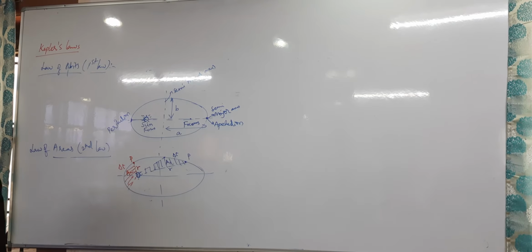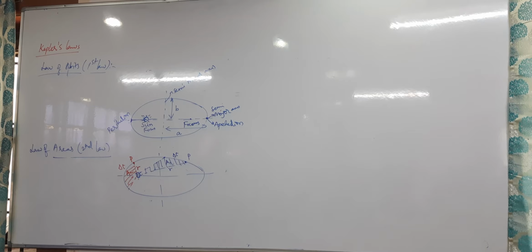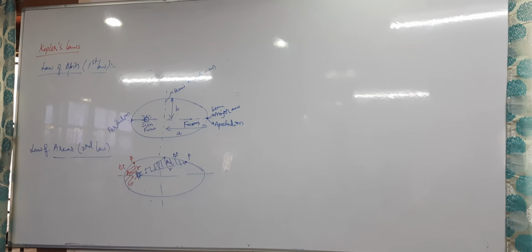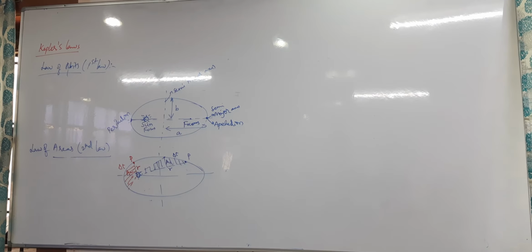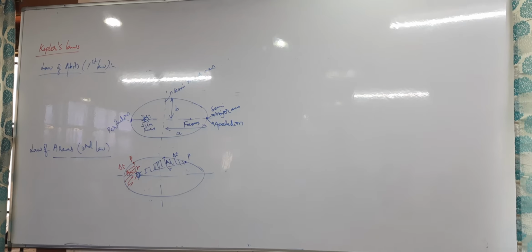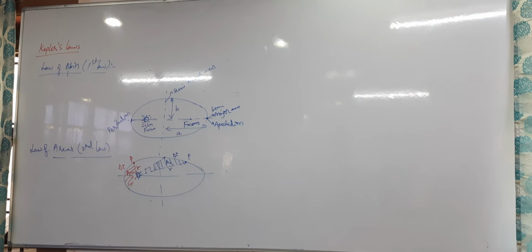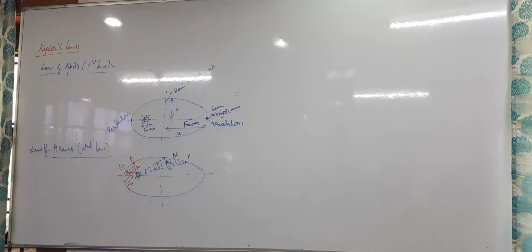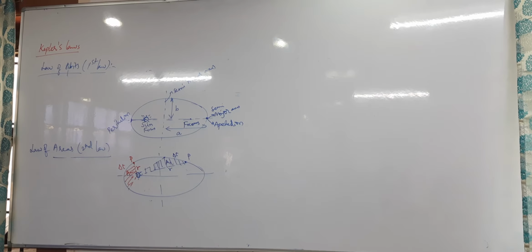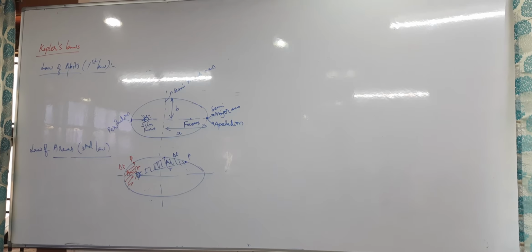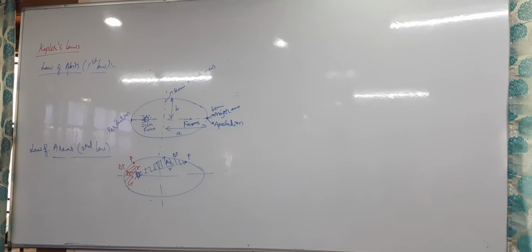First of all, write Kepler's laws. First law: all the planets will revolve around the sun in elliptical orbits, and the sun will be present at any one of its foci, or at any one of its focus points. Draw the first diagram.